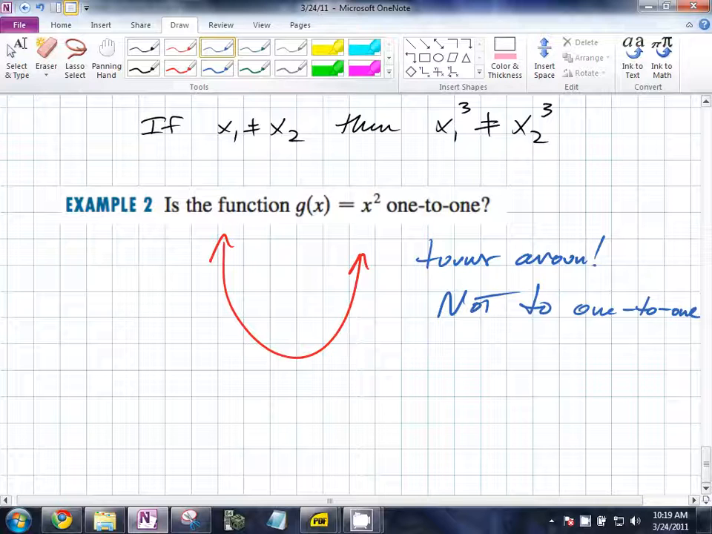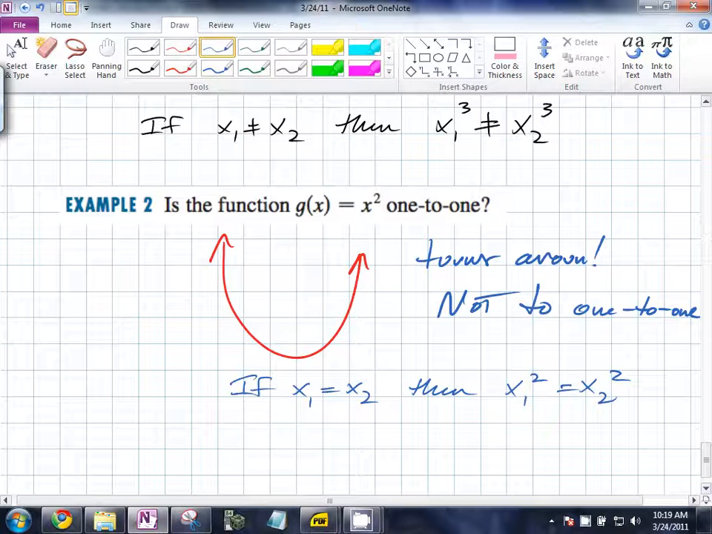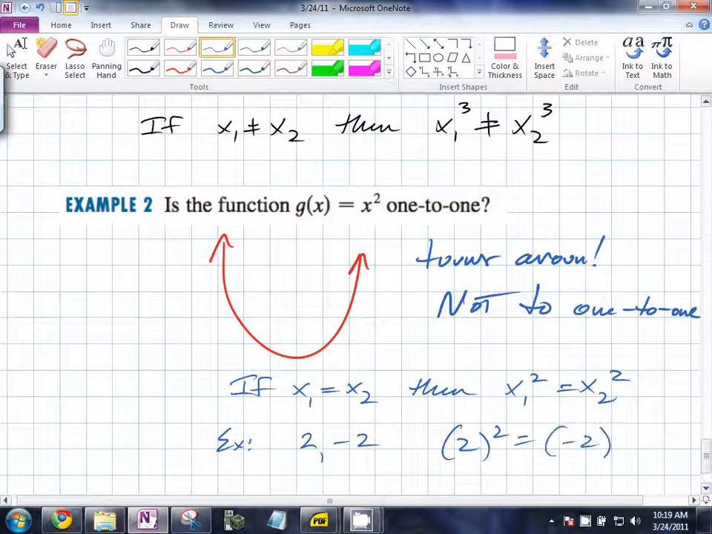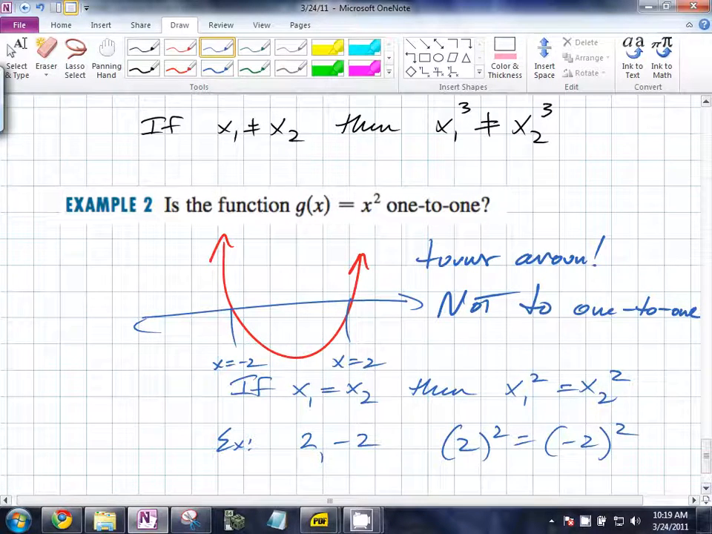So another way to say this is, if x1 does not equal x2, then x1 squared can still equal x2 squared. Example, 2 and negative 2. 2 squared does equal negative 2 squared. And you can draw it like this. You could say that that right there is x equals negative 2, and this is x equals 2, and then that would be 4. Does that make sense? It turns around. If the function turns around, is it 1 to 1? Oh, it's not. Let's do another one. Oh, look at that. There it is.